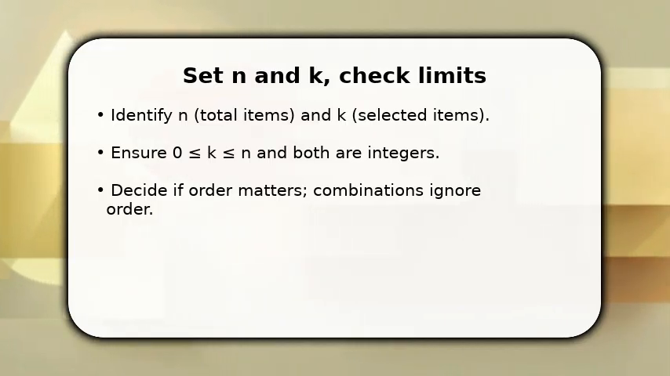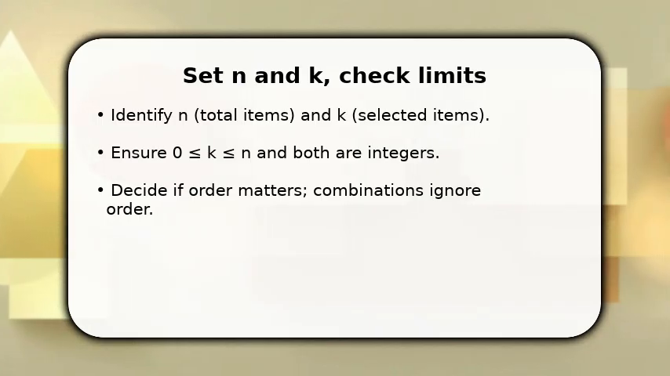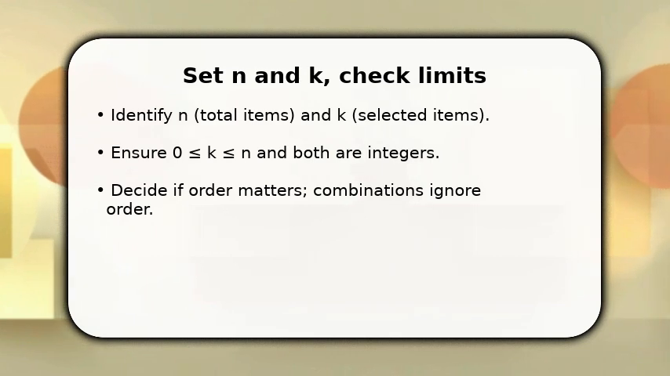Next, simplify by choosing the smaller of k and n minus k to reduce work. This choice shortens calculations and prevents huge intermediate factorials. Now prepare to cancel factors.